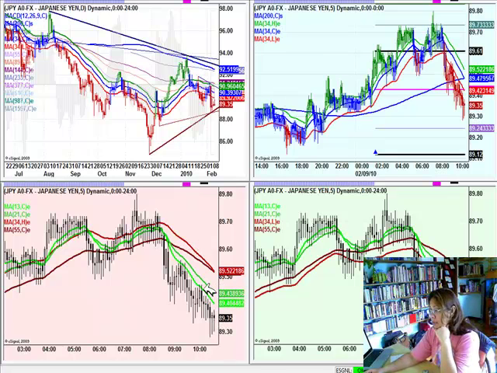So what I'm looking for is a between the greens short. Now you can see as the market's been heading lower, I've had, let's see, 1, 2, arguably 3, maybe 4 opportunities for between the greens.